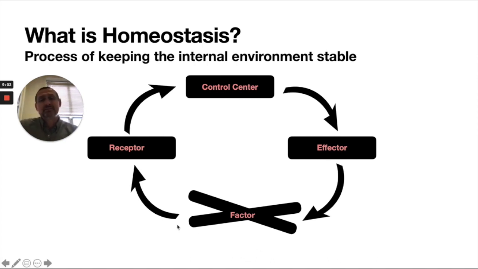Either way, that change is detected by a receptor, typically a nerve ending, and that message is sent to a control center. Normally that's the brain, not always, but normally the brain. The brain then sends a message to an effector. Effectors are muscles or glands that are going to restore the internal environment.